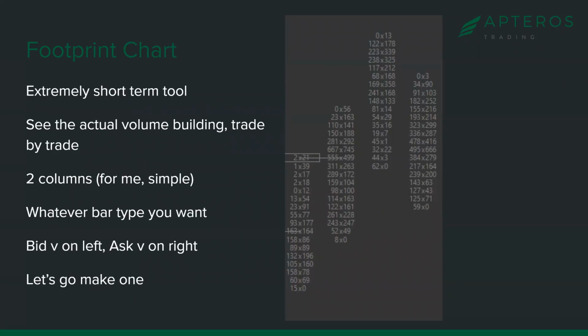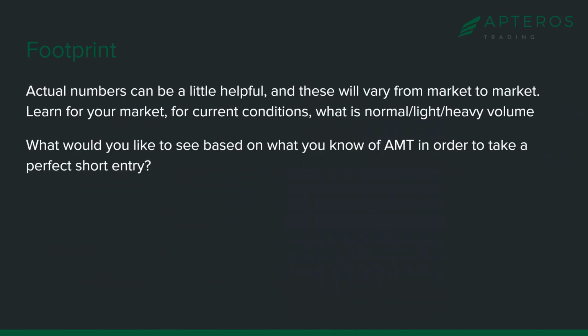The actual numbers, right? There's a bunch of numbers there. It's a mess, huh? But the actual numbers can be a little bit helpful. As with the delta, how much volume is being done in a market is going to vary greatly from market to market. The NASDAQ's going to look really, really thin compared to the 10-year treasury, right? It's going to be super thick. So learn what's normal for your market.